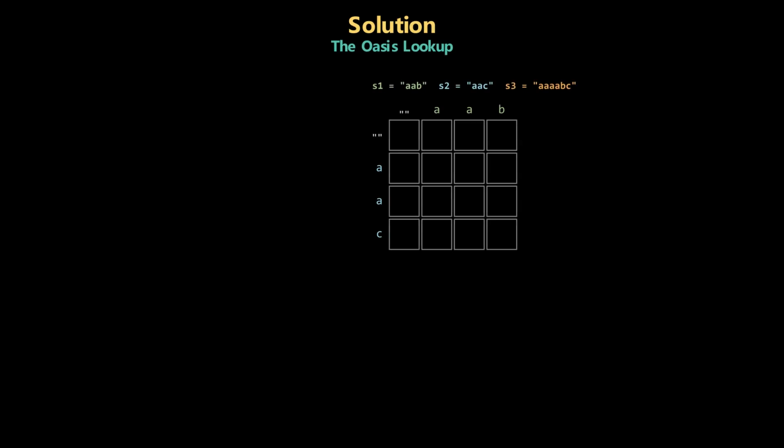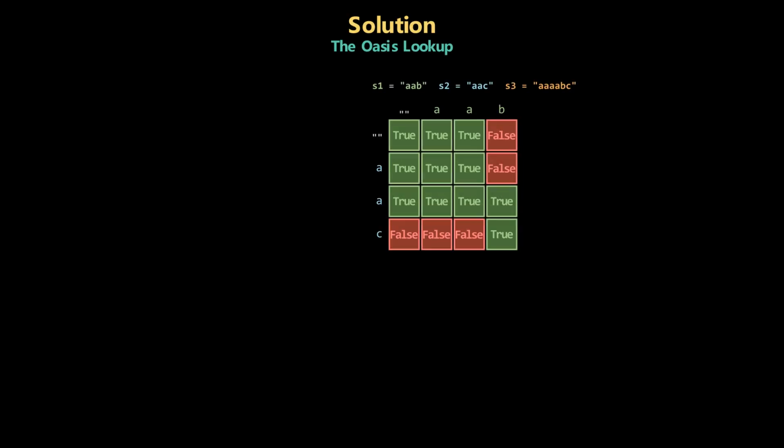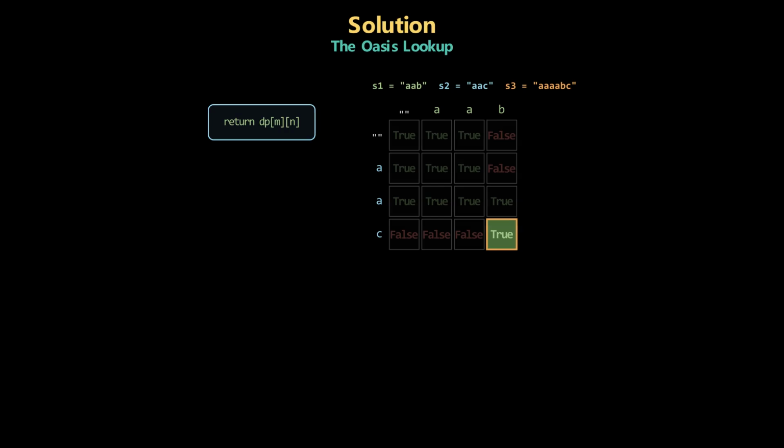Once our loops finish processing every subproblem intersection, we bypass any need for complex recursive backtracking. The entire history of all viable paths has already accumulated right here on the board. We zoom straight into the absolute bottom right corner cell of our matrix, extract its pre-calculated Boolean value, and instantly return it to conclude our interleaving calculation.